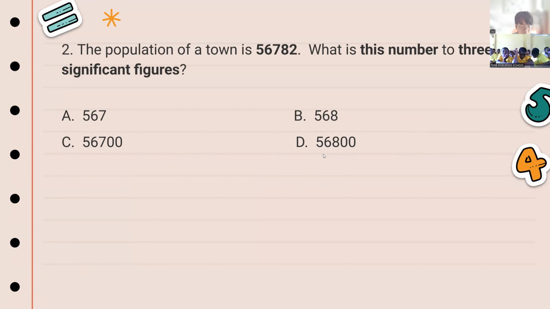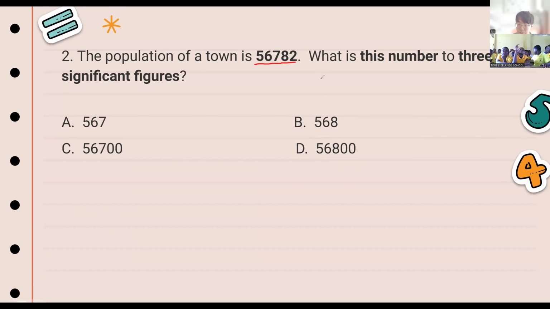Okay, let's move on to this next question. The population of a town is 56,782. What is this number to three significant figures?